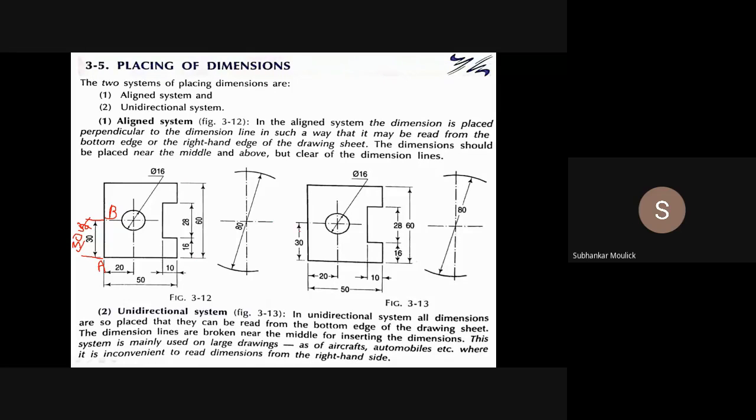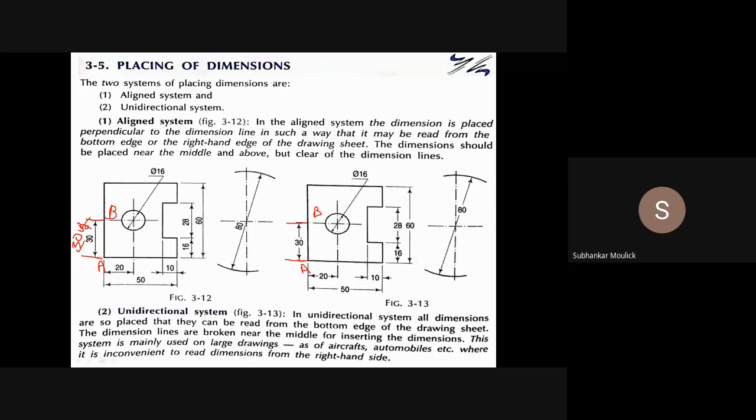In the unidirectional system, how do we give the same dimension? If this is point A and this is point B, and the vertical distance between A and B is 30 mm, then from each end draw the extension line. In between, draw the dimension line. But in the unidirectional system, exactly at the midpoint of the dimension line, erase it. After erasing it, write 30 in between.